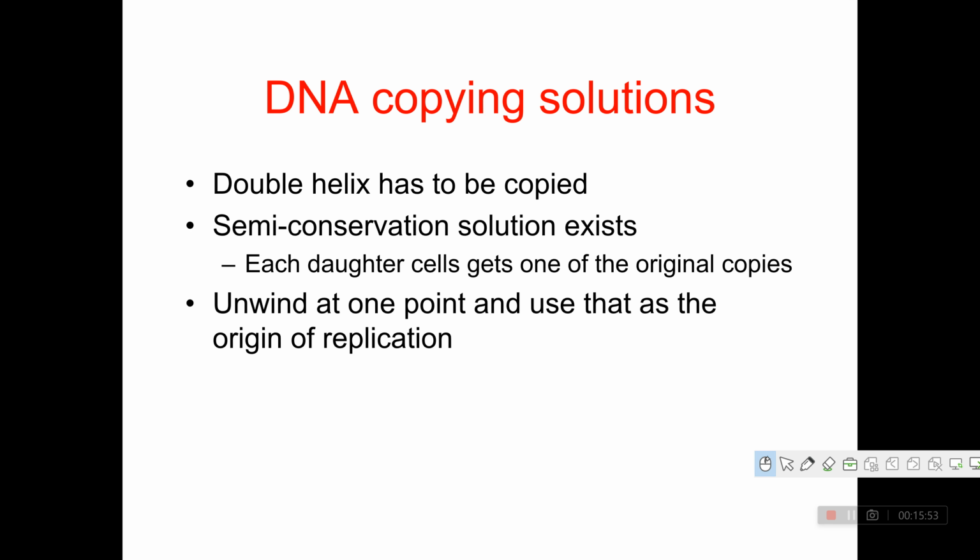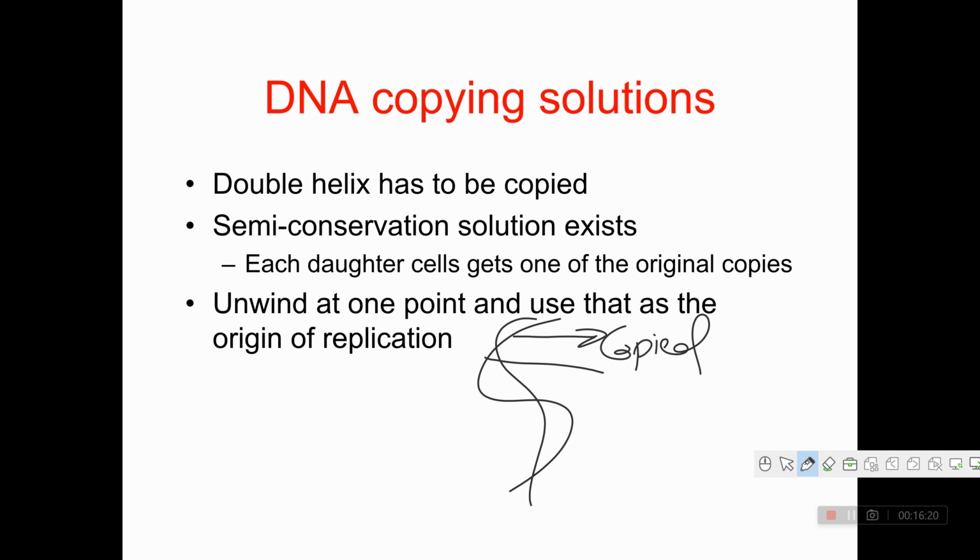So, another thing is what happened in DNA replication. DNA is a double helix strand, right? This both strand will be copied, meaning replication will take place on both strands. In the semi-conservative model, each daughter cell gets one of the original copy.